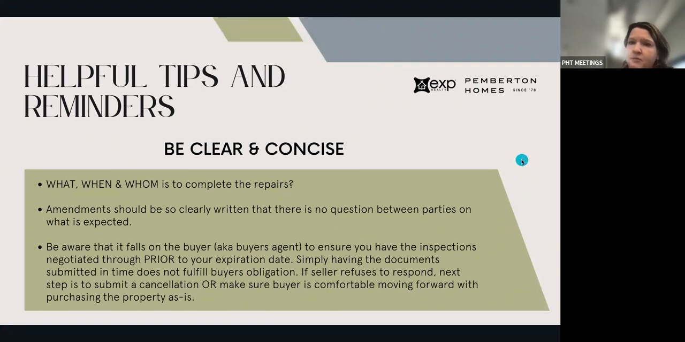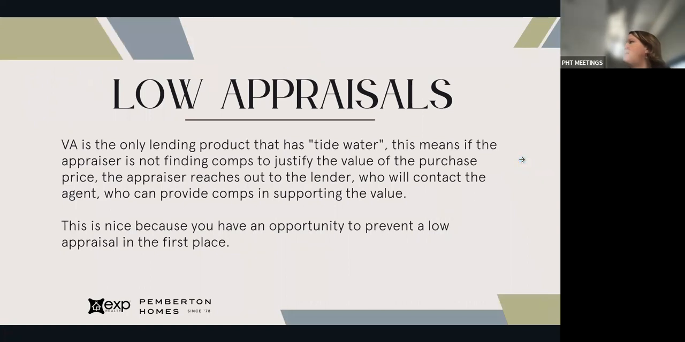All right, so that ends the amendments piece on negotiating inspections, and moving on to low appraisals. I know we've talked about this a lot, but VA is the only lending product that has Tidewater, which means if the appraiser is not finding comps to justify the value of the purchase price, the appraiser reaches out to the lender, who will contact the agent, who can provide comps in supporting the value. It's one really nice thing about VA, in my opinion. It just gives you the opportunity to prevent a low appraisal in the first place.